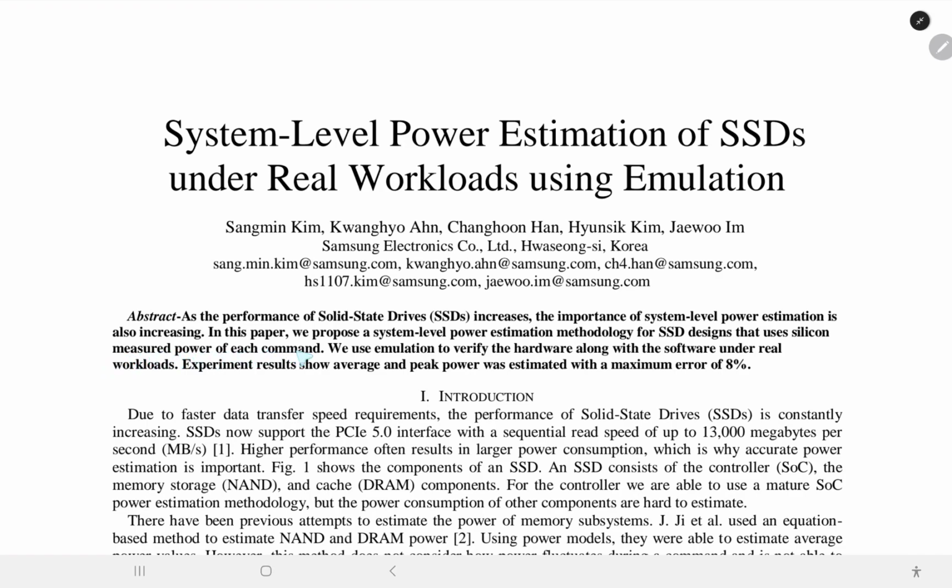In this paper, we propose a system level power estimation methodology for SSD design that uses silicon measured power of each command. We use emulation to qualify the hardware along with the software under real workload. Experimental results show average and peak power was estimated with the maximum error of 8%.